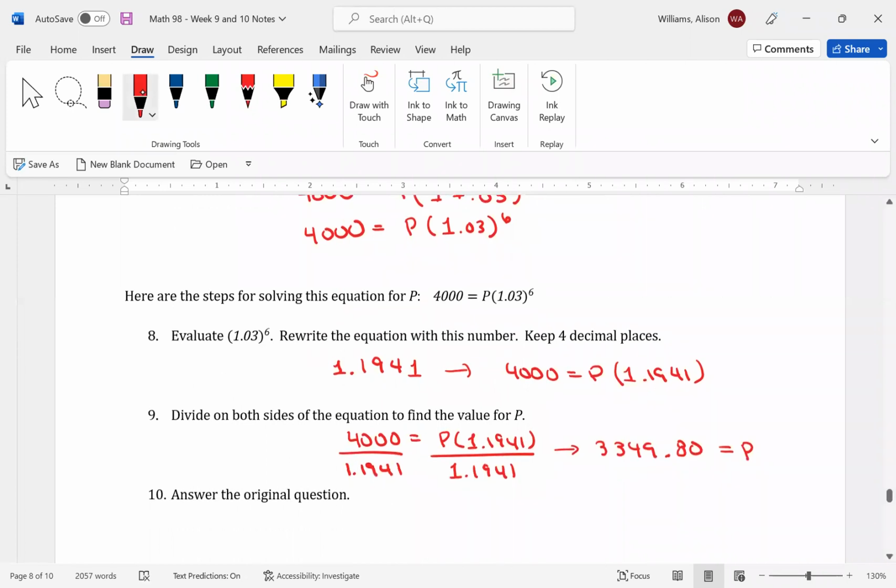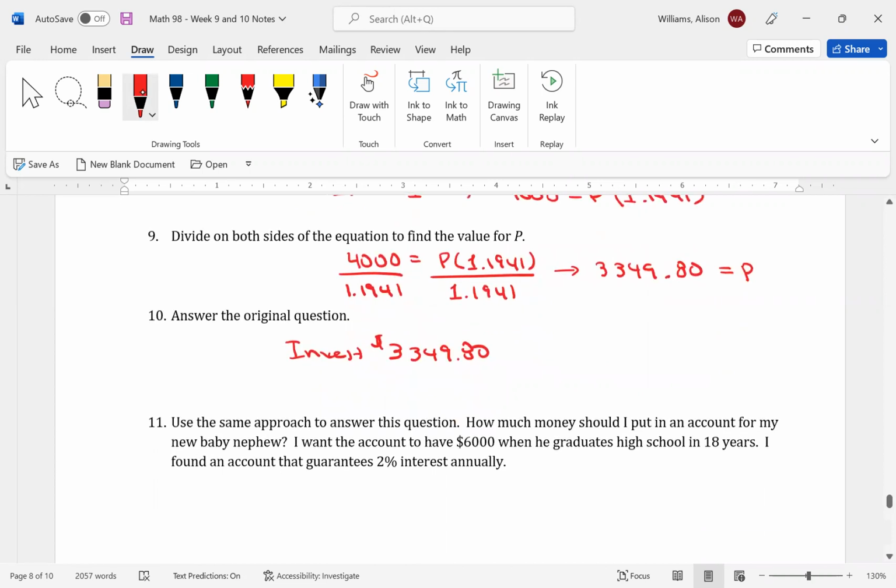So answer the original question. Invest $3,349.80. And that will get you $4,000 in 6 years in interest, meaning you don't have to do anything but just let it sit there.